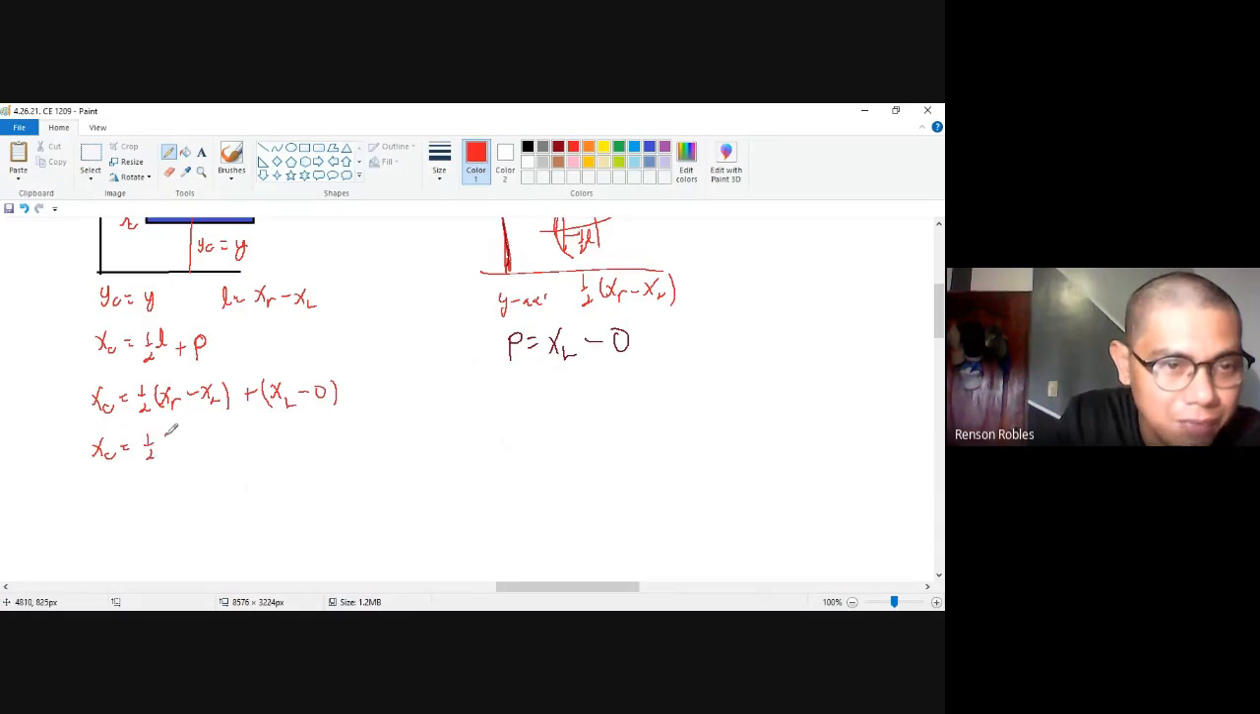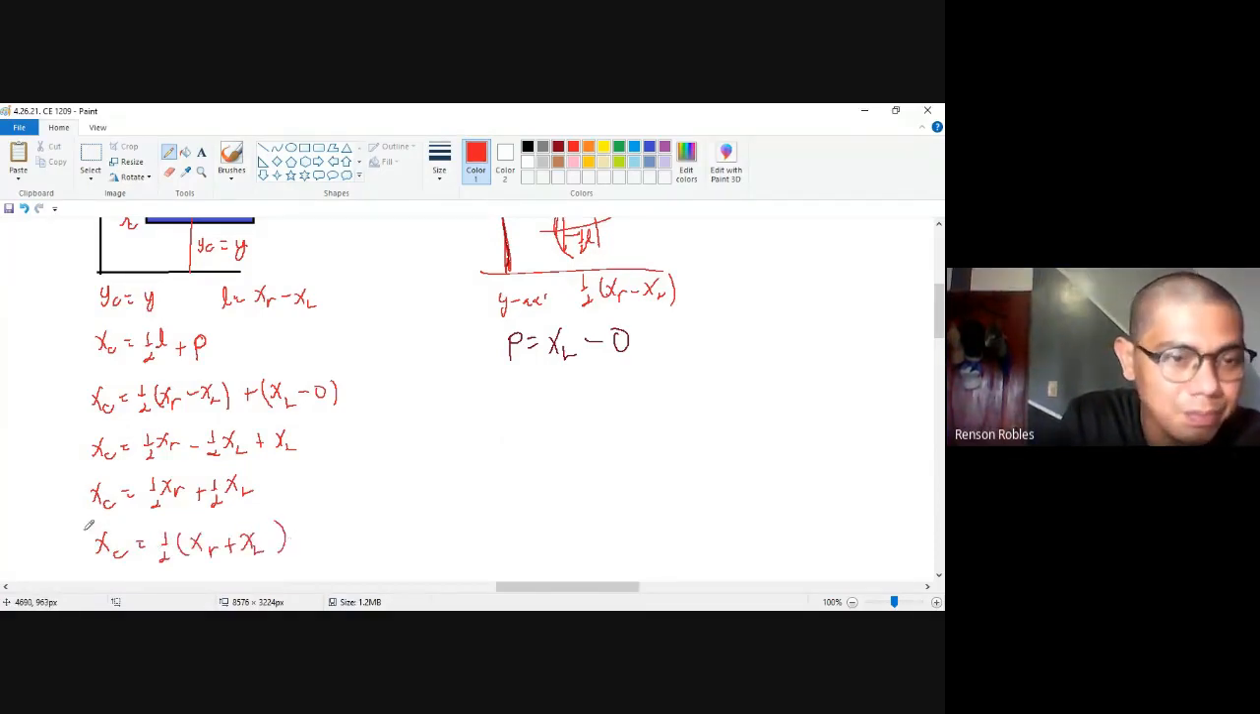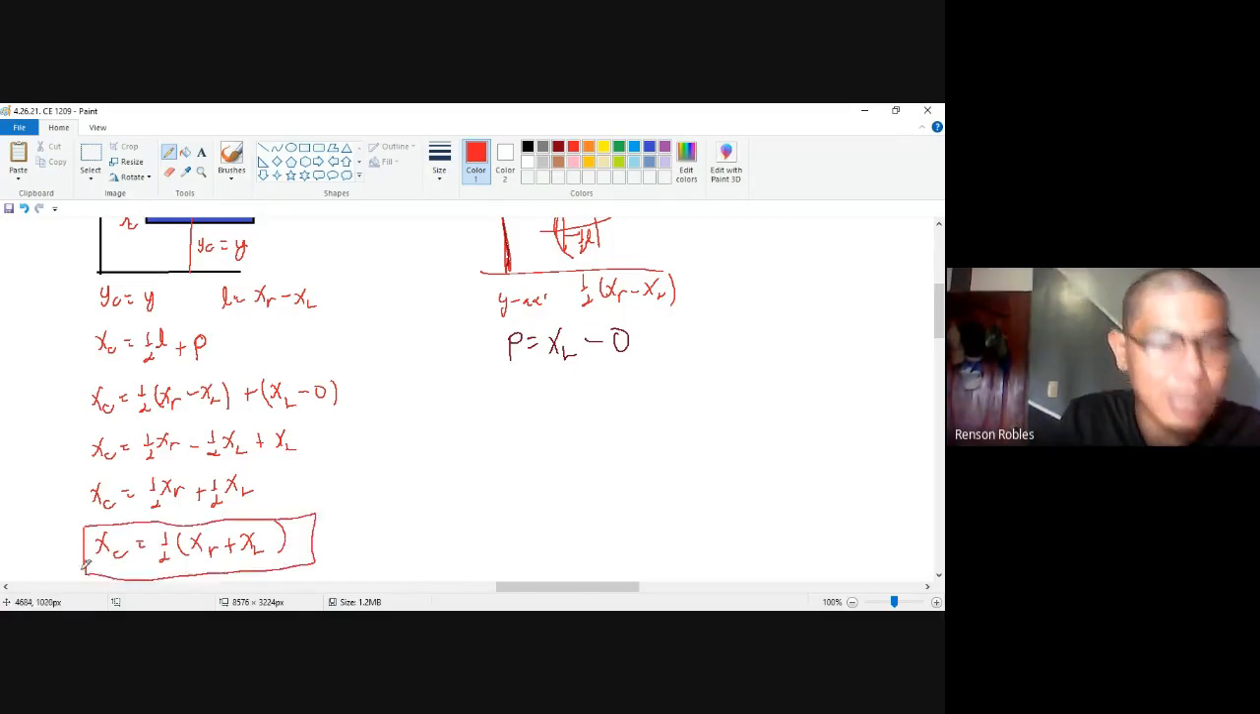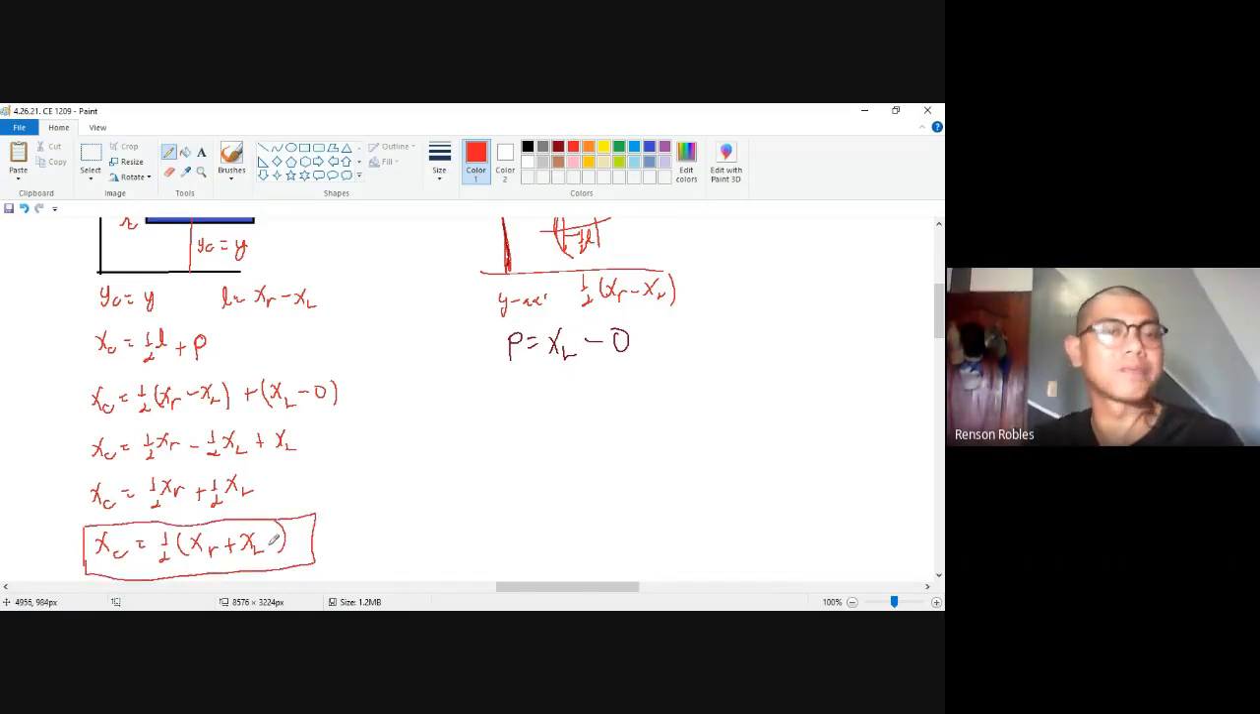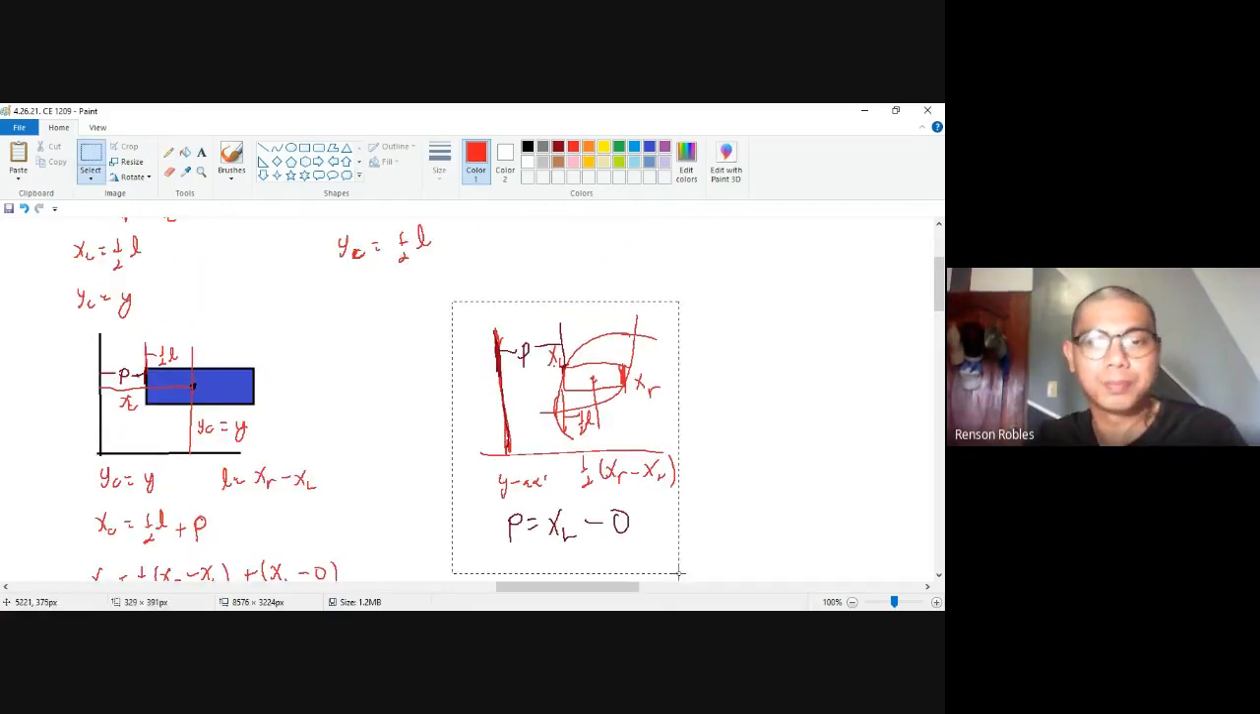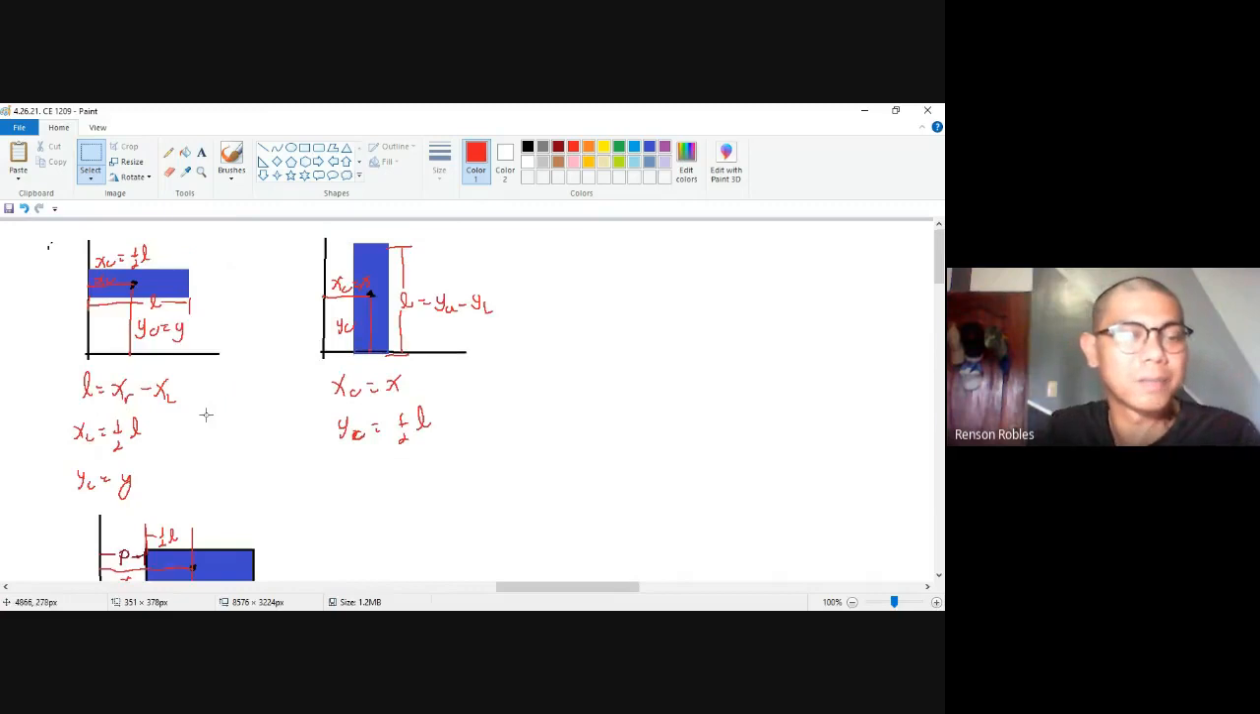XC is equal to 1/2 X right minus 1/2 X left plus X left. Then XC is 1/2 X right, minus 1/2 X left plus X left is plus 1/2 X left. So, ibig sabihin, kapag po nakakawang, ang XC ay 1/2 X right plus X left. Tatandaan to ha. That's 1/2 X right plus X left. Pag nakadikit sa y-axis, 1/2 lang ng L. 1/2 lang ng X right minus X left, kasi happen to be ang X left dito ay 0.